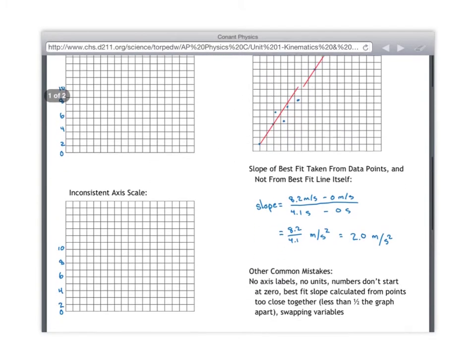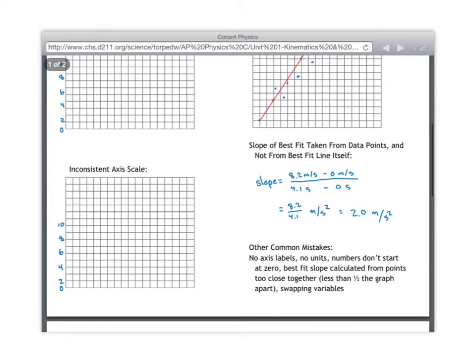Last one. Other common mistakes: forgetting to label the axis, no units, numbers don't start at 0, best fit slope calculated from points too close. A common mistake is if you're going to calculate the slope of a best fit line, you pick a point here and a point there that are too close. Why does that throw you off? Why could that throw you off?